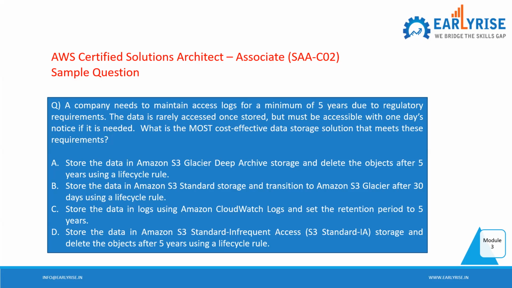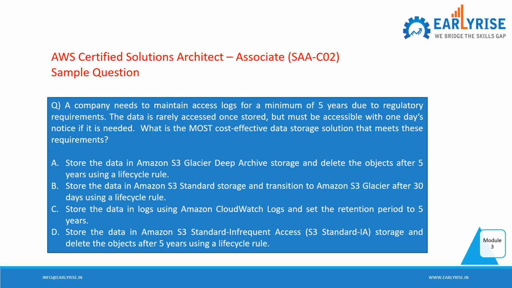Now the first one says store the data in Amazon S3 Glacier Deep Archive storage and delete the objects after 5 years using a lifecycle rule. So we looked at that lifecycle rule, right? After 5 years we can delete it. You can just put it in S3 Deep Archive and then delete it, right? So that is one option. Sounds good, right?